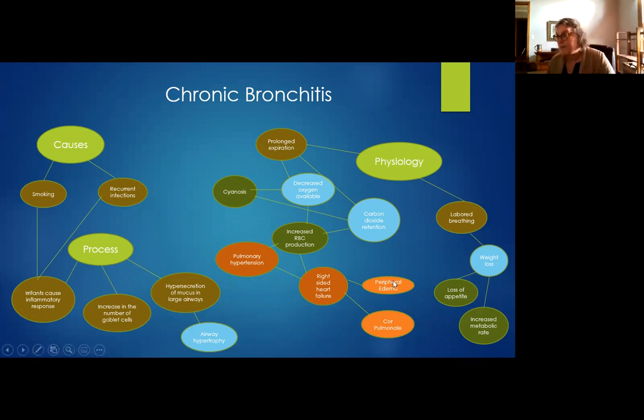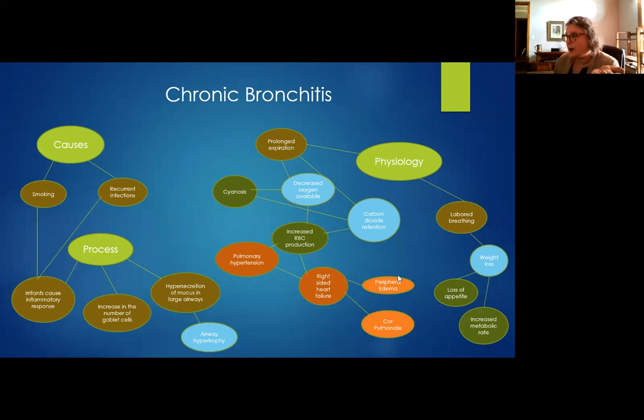Because of the right-sided heart failure, we'll also see peripheral edema in these clients. And the peripheral edema, you'll be seeing the swelling of the legs and any sort of dependent limbs. And then you can also see what's called cor pulmonale, which is also known as right ventricular hypertrophy, where that right ventricle is actually too big to have a good muscle contraction as well.